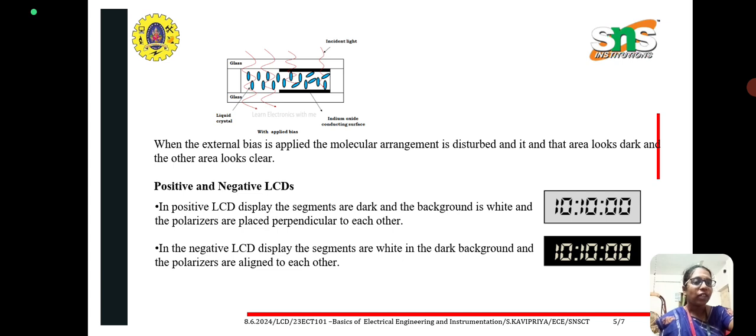So in the diagram we have this positive and negative LCD. The first one is a positive LCD where the segments are dark and the background is white. And the second one is a negative LCD where the segments are white and the background is dark. So in the first, positive LCD, the polarizers will be perpendicular to each other. In negative LCD, the polarizers will be aligned parallel to each other.